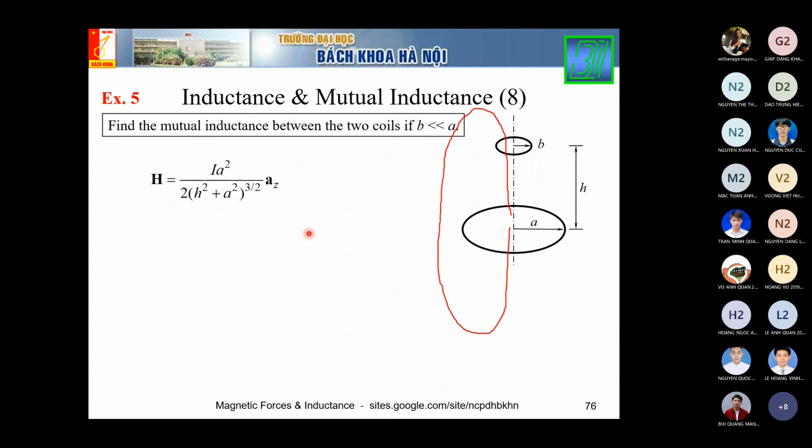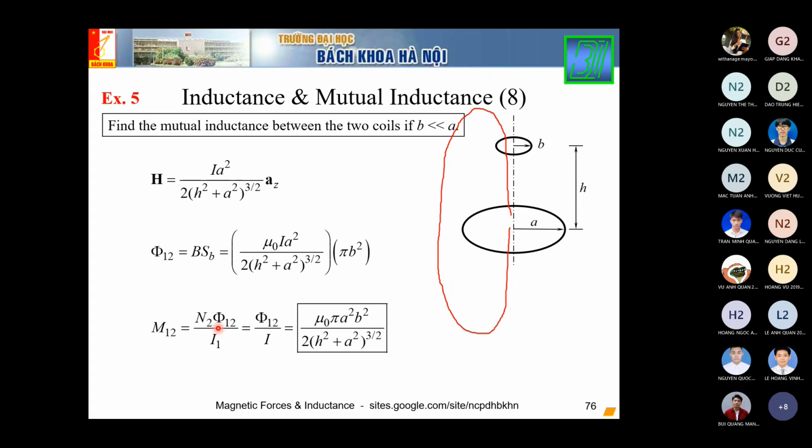Then, because the magnetic flux density flowing through this one is uniform, the total magnetic flux will be the density multiplied by the area of the smaller circle. The density will be H multiplied by the permeability of the environment, which is mu0. And the area of the smaller circle is pi b squared. And finally, we can find the mutual inductance between the two coils like this, and there you are.